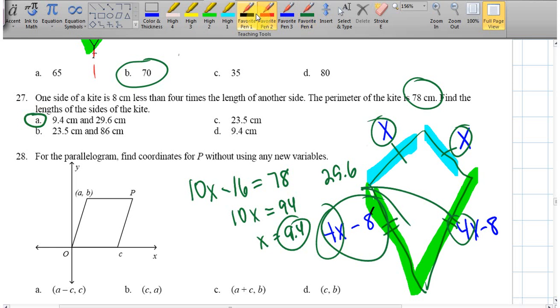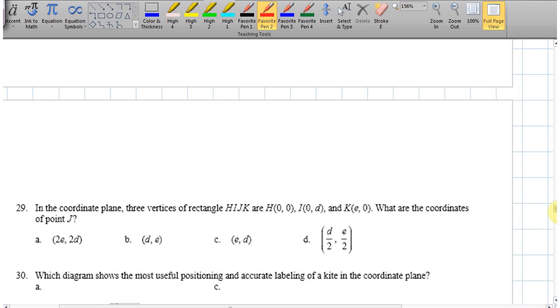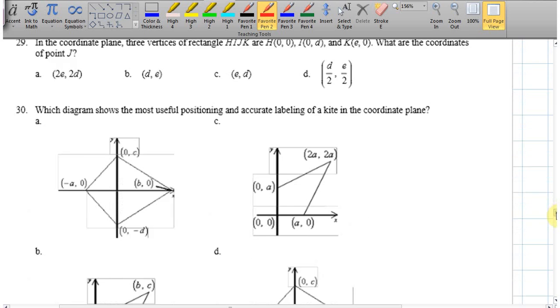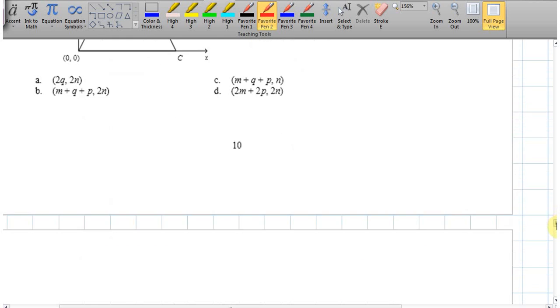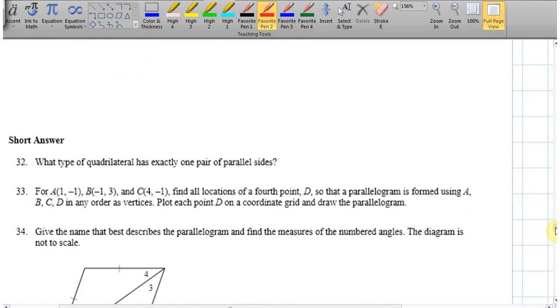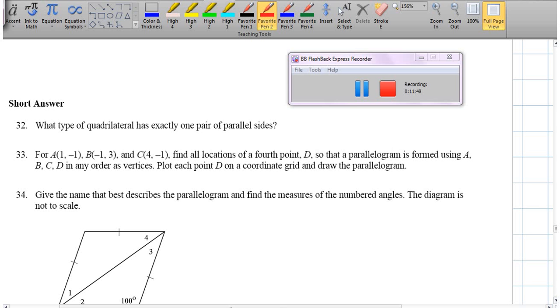Since the test we're taking doesn't cover all of chapter 6, question number 28 is not on our test. We didn't get to that, so I'm going to skip that. Same thing with 29, 30, 31, and 32. Let's stop right there, and then let's create another video for the last part of this test, which is not multiple choice. Okay.